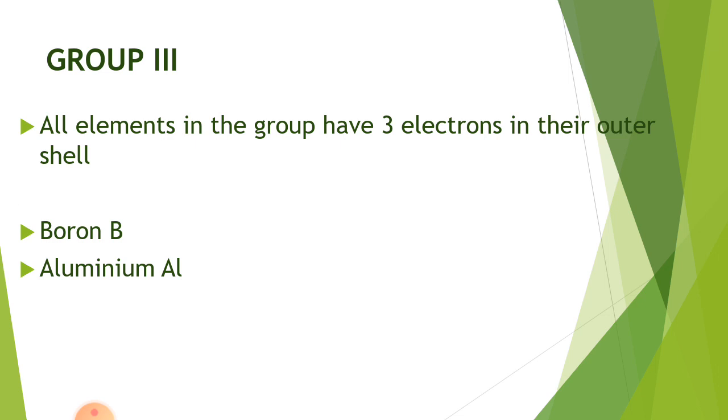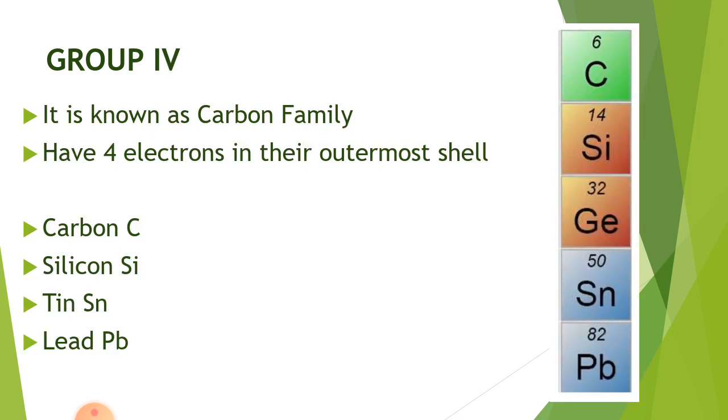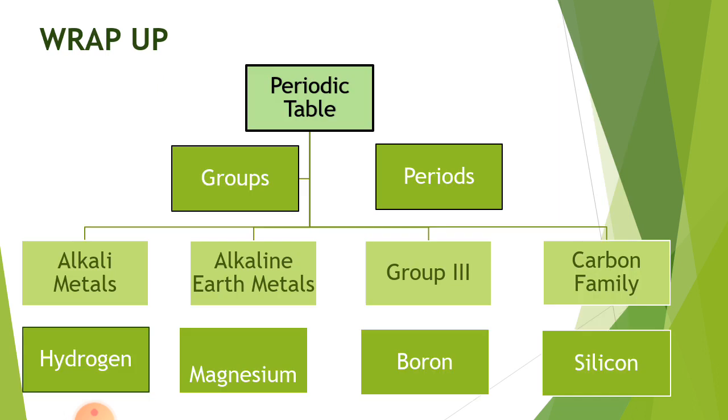Group 3, as the name indicates, all the elements in the group 3 must have how many electrons? 3 electrons in their outermost shell. Group 3, 3 electrons. Some examples are boron and aluminium. Group 4. The group 4 elements have 4 electrons in their outermost shell. This is called carbon family. And the examples are carbon, silicon, tin, lead, germanium.